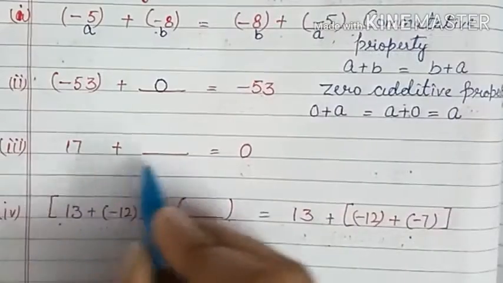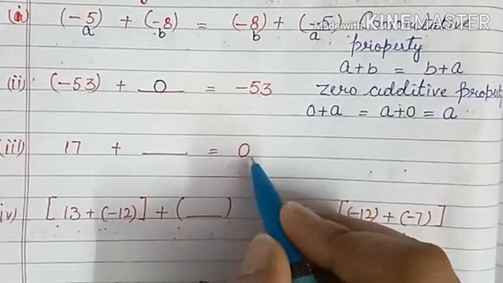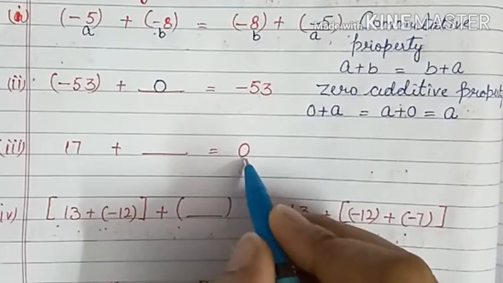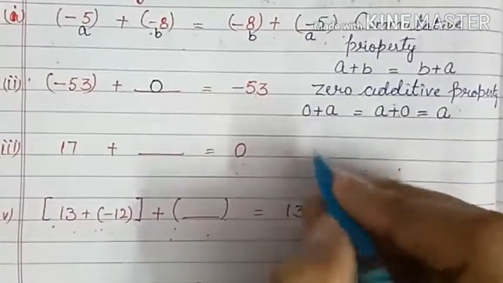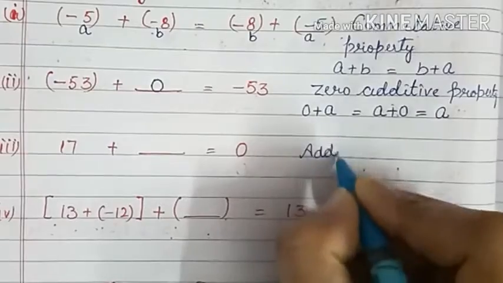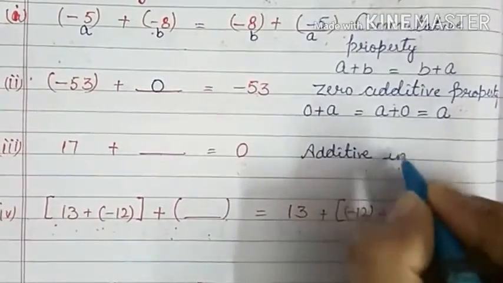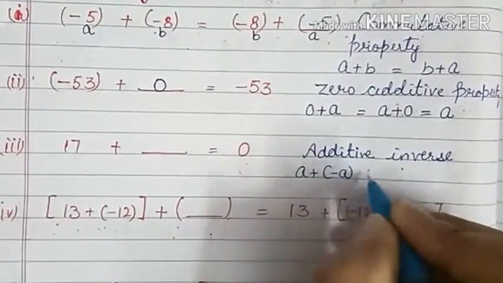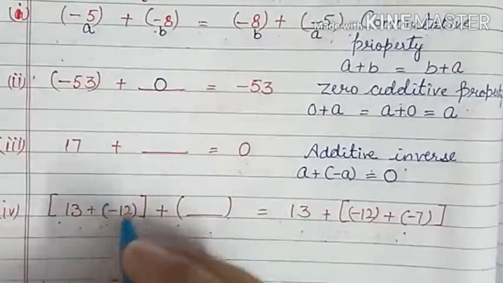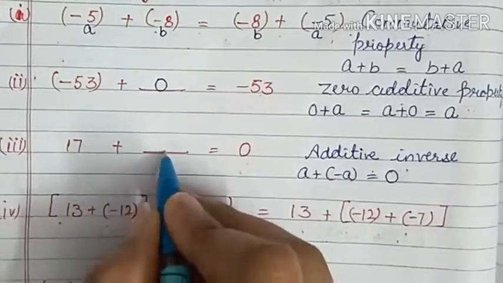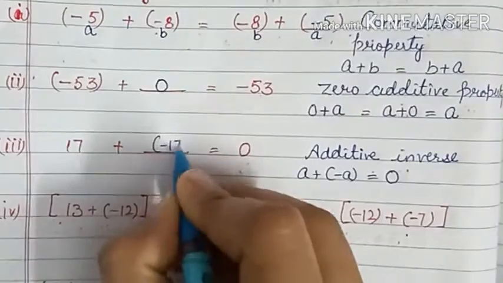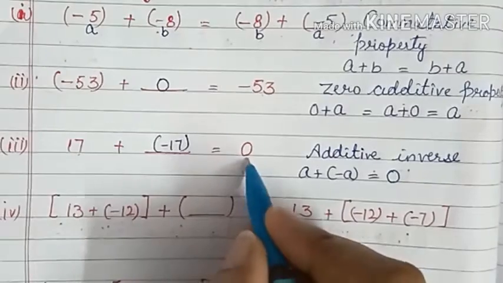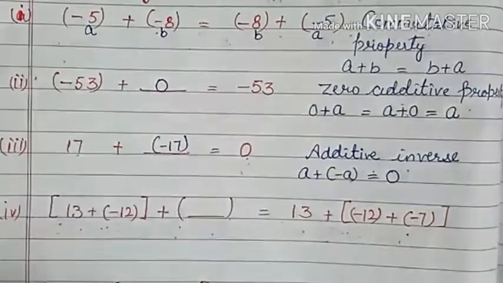The third part is 17 plus dash equal to 0. So which integer can be added to 17 so that the answer will come 0? For that we will observe additive inverse. According to this, if we add any integer to its negative, then it will come 0. So here we will write the additive inverse of 17, that is minus 17. So 17 plus the additive inverse of 17, that is minus 17, will be 0. So this is the third part.